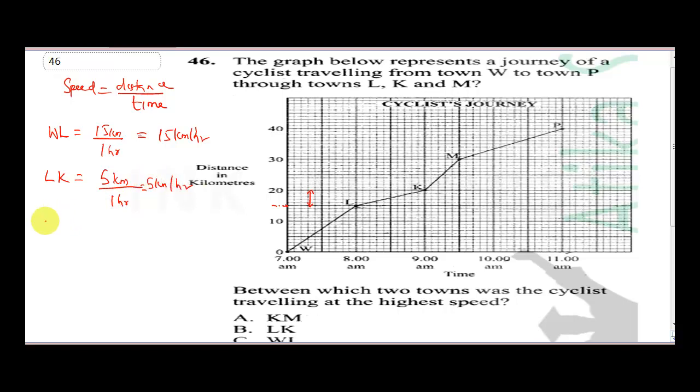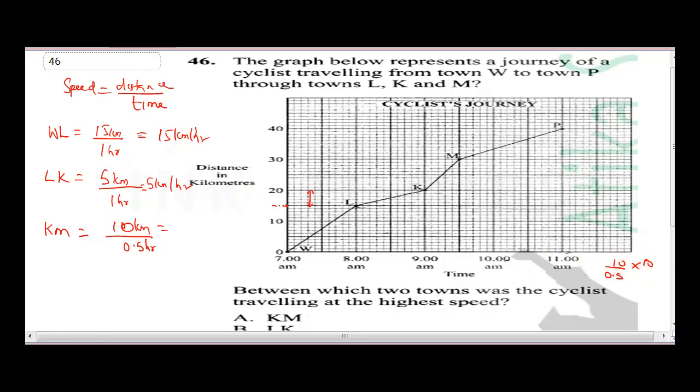Then between K and M, he covered between 20 and 30, so that's 10 kilometers. Now, in how long? Between 9 a.m. and 9:30 a.m. That's 30 minutes, which is 0.5 hour. Remember, we're using hours, so we can't write 30 minutes. 10 divided by 0.5. How do you do that? You write 10 over 0.5 and multiply both up and down by 10. You get 100 over 5, and 5 into 100 gives us 20. So this is 20 kilometers per hour.